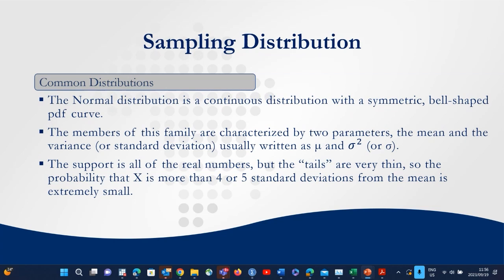And then the family of this distribution will have two parameters. We have a population average and a population variance, or a population standard deviation. The support is all of the real numbers, but the tails are very thin. So we know that one of the properties of this distribution is that the probability that X is more than 4 or 5 standard deviations from the mean is extremely small.